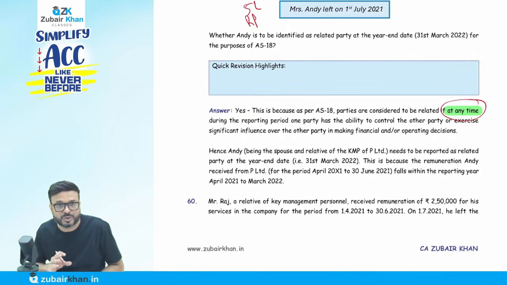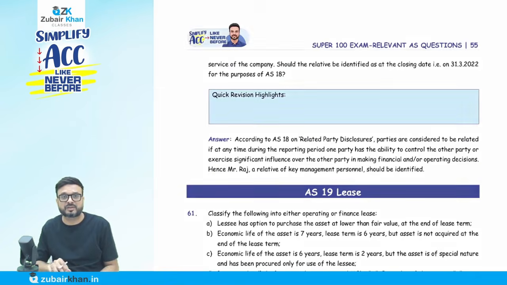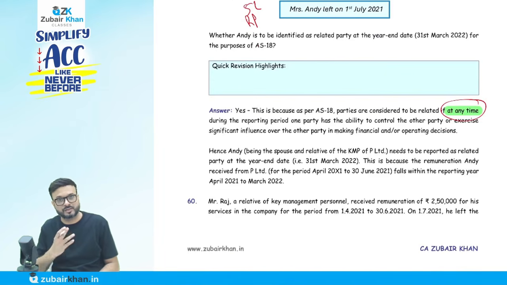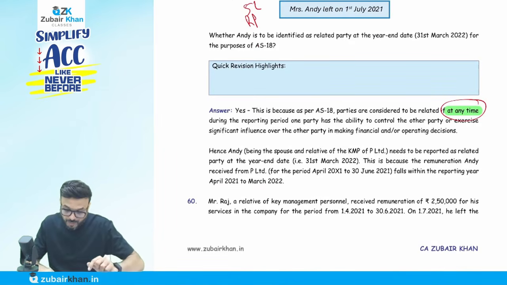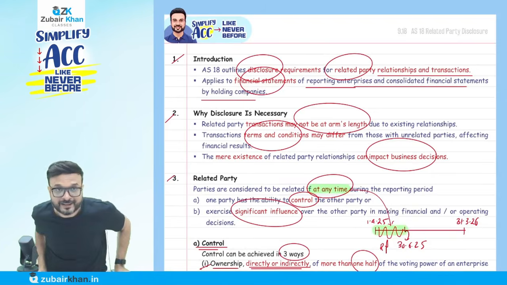Now, the same question is question number 16, only the name changes there. It is similar to question number 59, so you have to cover that. So this is all about Accounting Standard 18, that is related party disclosures.